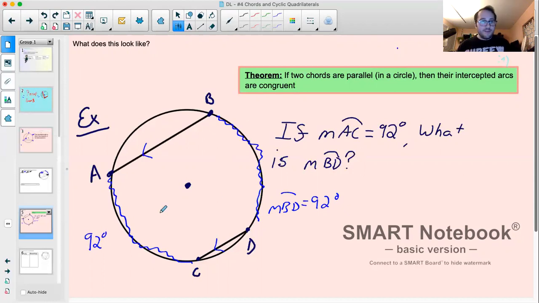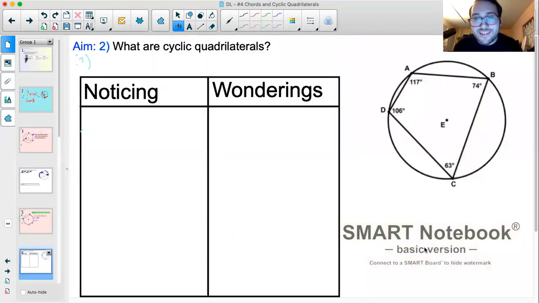All right, so that was the first thing we're learning today. The second thing that we're learning today is something about cyclic quadrilaterals. Before we even do anything, we're going to be doing a noticings and wonderings.